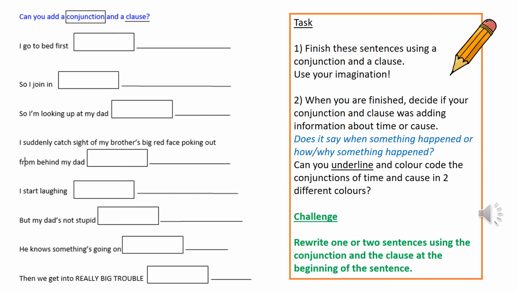And as a challenge for today, rewrite 1 or 2 sentences using the conjunction and the clause at the beginning of the sentence. Pause this video to have a go at all of these sentences. Don't forget to choose a variety of conjunctions from the list, so you have some time and some cause conjunctions. And don't forget your capital letters and your full stops.